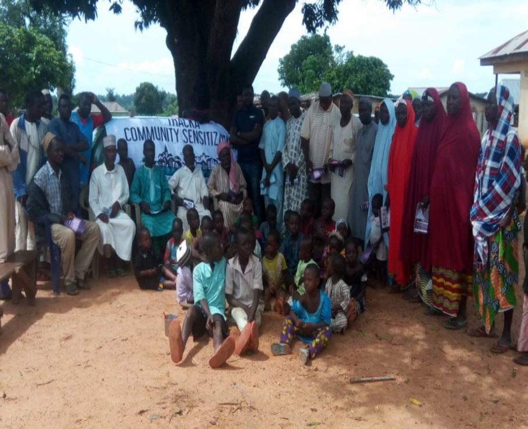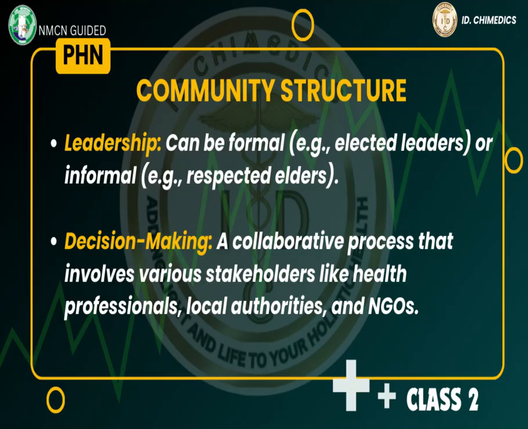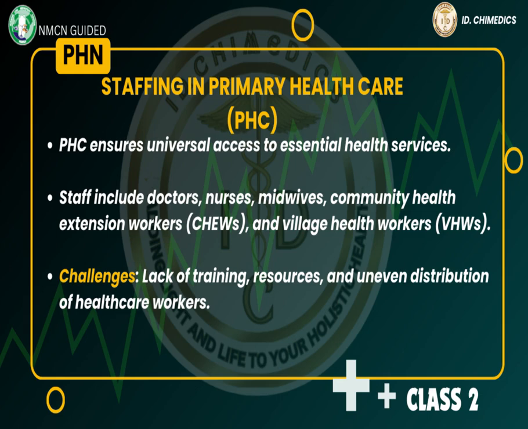Okay, the next point we'll be looking at is called staffing in the primary health care system. Take note that the primary health care system is the cornerstone of health care delivery. It happens majorly in resource-limited settings. It ensures universal access to essential health services, and this is guided by what we earlier stated: equity, participation, intersectoral collaboration. All these guide the services delivered in the primary health care system.